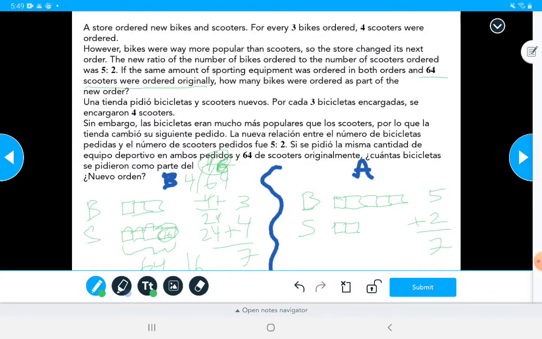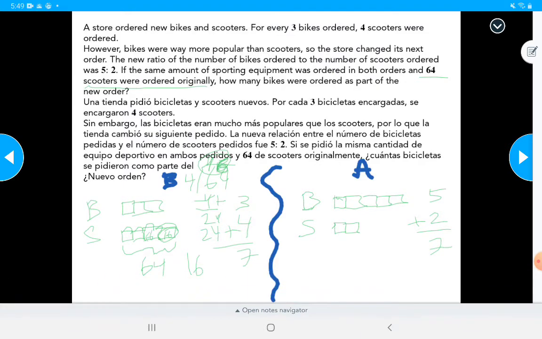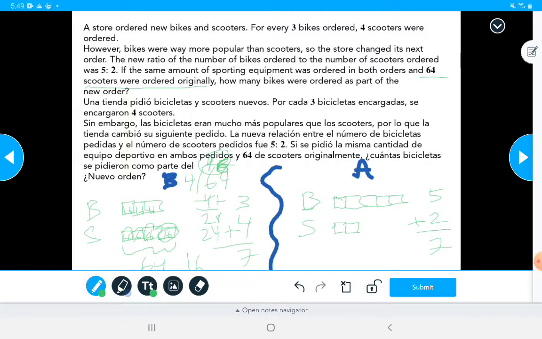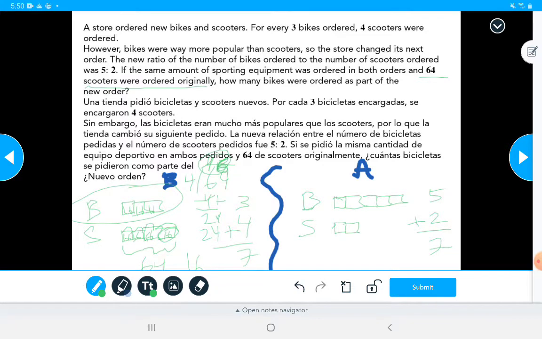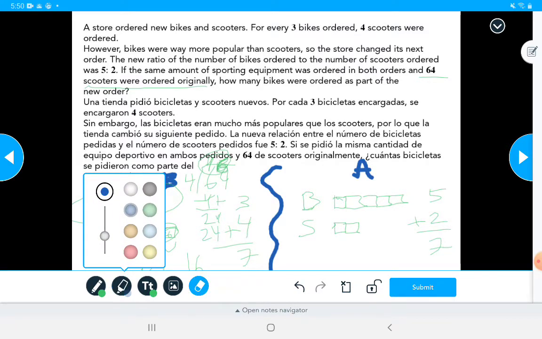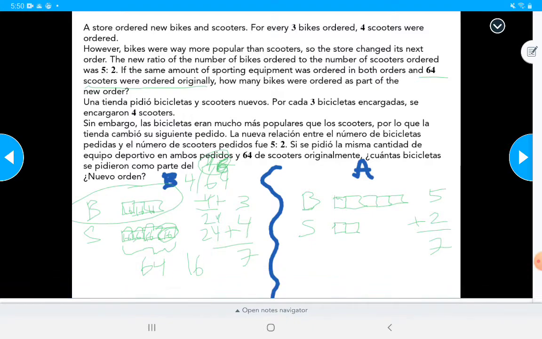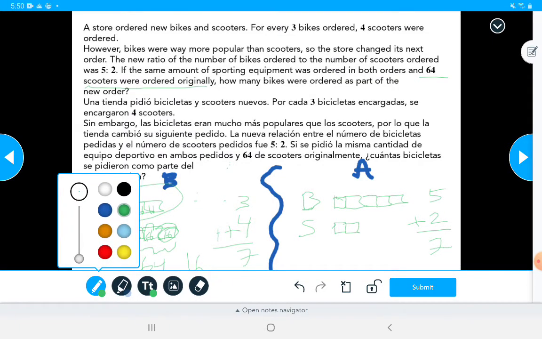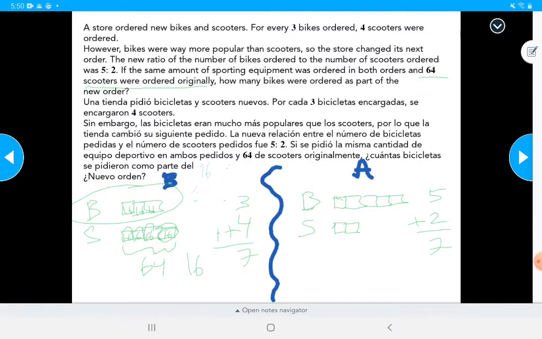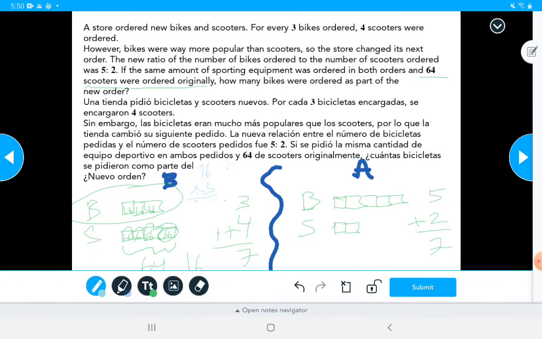So if each one is 16, it says how many bikes were ordered as part of the new order. So if each one of these boxes is worth 16, then we know that we would have 16 times 3 to find out how many bikes there are total. So here I'm going to make some space and erase my last work. Okay, give myself a little space. And then here I would do 16 times 3 to find out how many bikes were ordered.